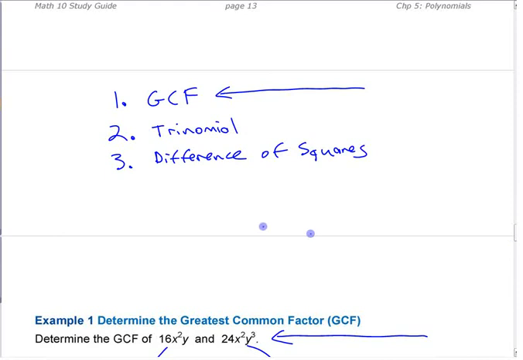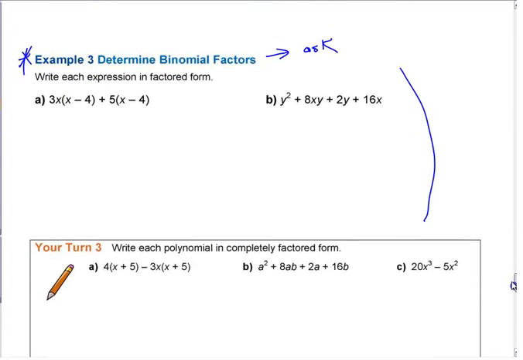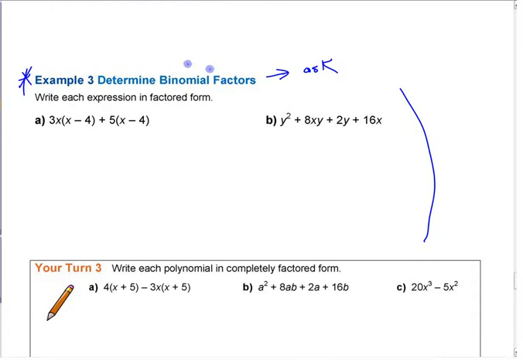But there was this list up here. I'm going to put number 4. I'm going to put a little star next to it, asterisk next to it. It's factoring by grouping. Because it's none of the other 3, but sometimes you can factor a polynomial this way. This is called factoring by grouping. It says determine binomial factors.